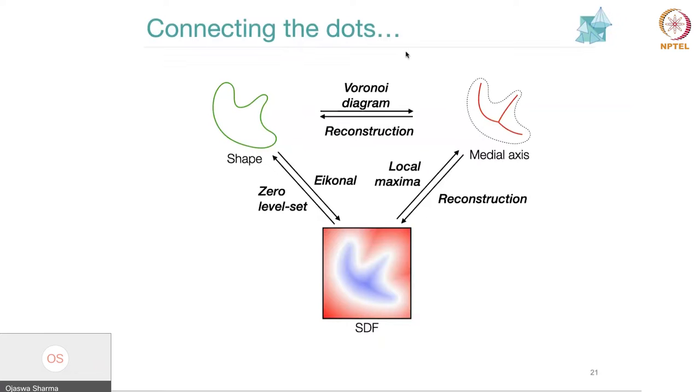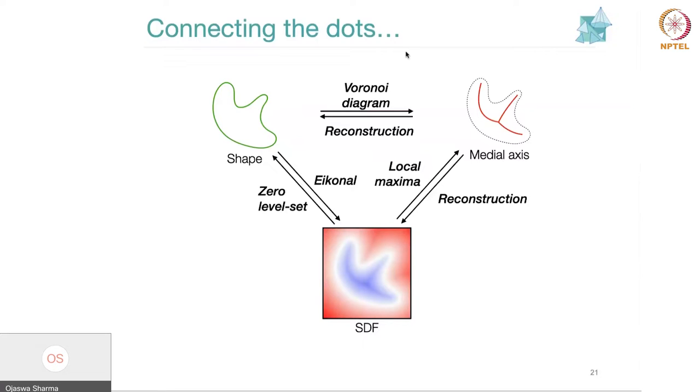So you have a shape. On one hand, the shape is the boundary of a solid, and you have its medial axis, and its SDF. The shape and the medial axis are related. I could solve the Eikonal equation or explicitly compute the SDF. That's going to derive the SDF from its shape. Or if I want to go back, I can take a zero level set of the SDF and recover the shape.